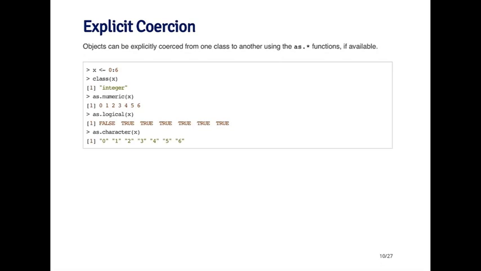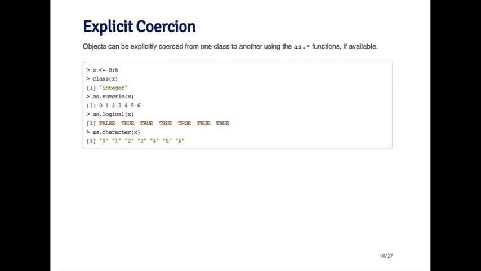In the previous slide we talked about implicit coercion that occurs behind the scenes, but you can explicitly coerce objects from one class to another using functions that usually start with the word as. For example, if you want to convert something to a numeric, you can use as.numeric. And if you want to convert something into character, you can use as.character. If you apply as.numeric to a numeric vector, nothing will happen.